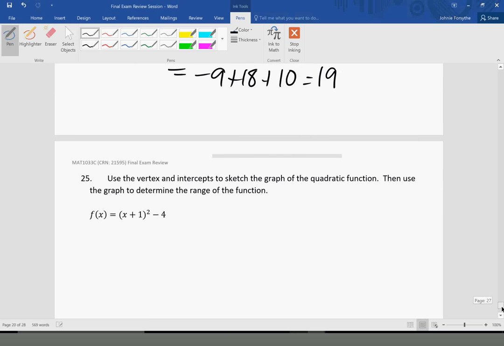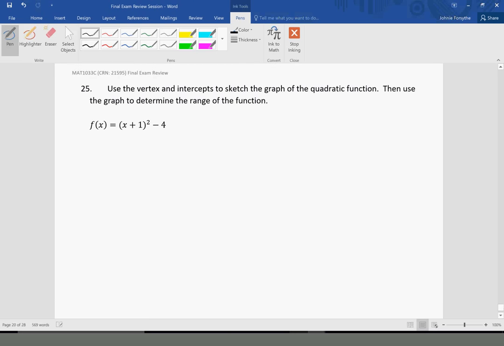Okay, drum roll please. Number 25. Use the vertex and intercepts to sketch the graph of the quadratic function. Then use the graph to determine the range of the function. I should have put a coordinate plane here, but I'm going to freehand it.